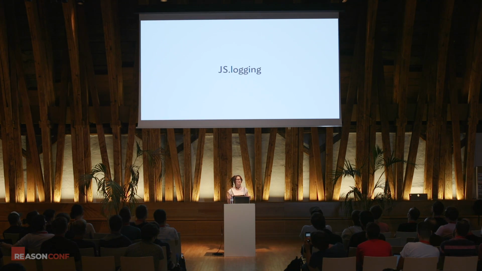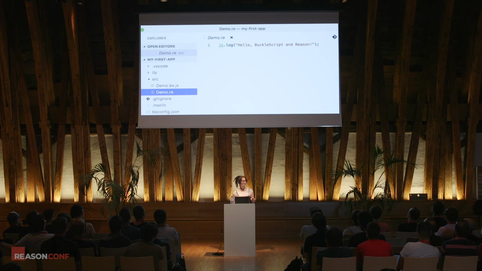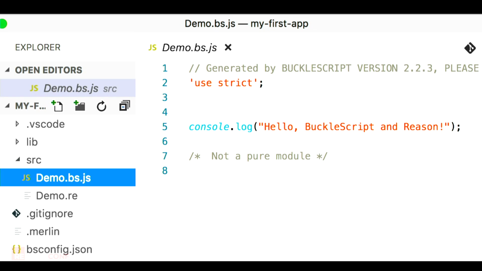Let's take logging and debugging. When you first get started with Reason as a JavaScript developer, you run the instructions for the starter app, and you get this, JS log, hello, BuckleScript, and Reason. And this compiles down to console log, which is fuzzy and friendly and makes you think that you're in JavaScript land, because you are, and it feels great.